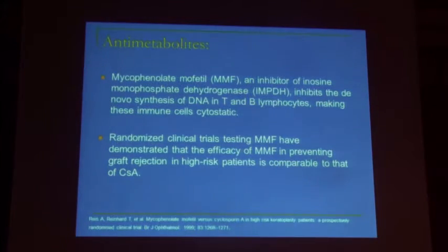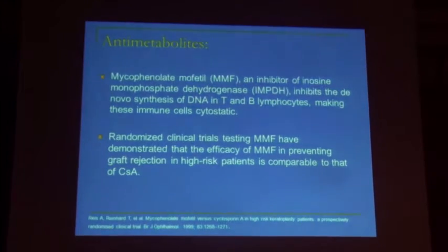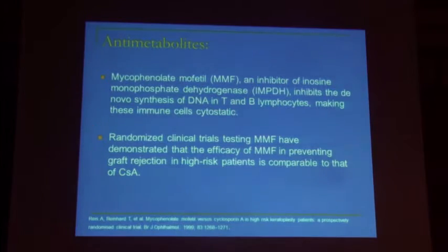The antimetabolite like mycophenolate mofetil, which is called CellCept in our market, is an inhibitor of inosine monophosphate dehydrogenase. It inhibits the de novo synthesis of DNA in T and B lymphocytes, making these immune cells cytostatic. So it will stop the function of T and B lymphocytes and decrease the rejection rate. In a randomized clinical trial, they compared CellCept and cyclosporin and found that mycophenolate mofetil is more effective and better than cyclosporin, which we are using, but it's a high-priced medication.